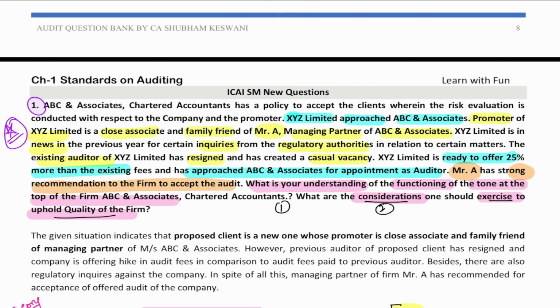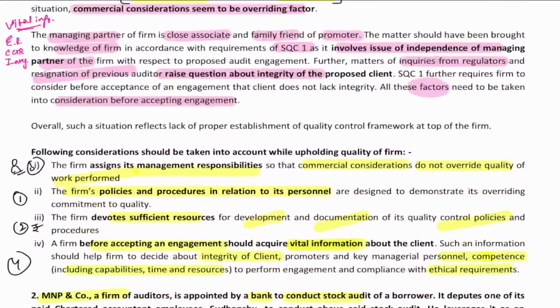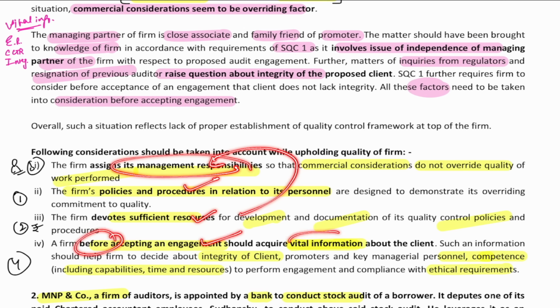Now the second part, what are the considerations to uphold the quality of the firm? So this is a direct answer. First point is develop a policy around it. Second point is we need money, sufficient resources. Third point, who will give the money? Management responsibility. And the fourth point is before accepting any engagement, take vital information, that is ECI. ECI means ethical requirement, CCTR and integrity of the client. Easy peasy? Yes, sir.